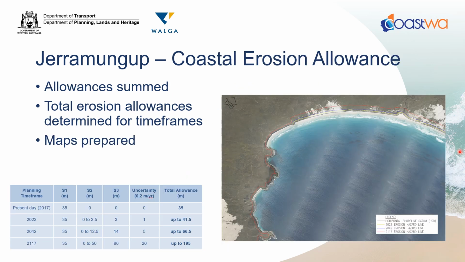We summed these S1 and S2 along with our standard S3 allowances for sea level rise and uncertainty, and we got a range of allowances over various timeframes. We prepared the maps on this basis, so you can see an extract from one of the maps on the right hand side. We've got a section of sandy beach on the western end, and coastal erosion hazard lines in behind that. Behind the rocky section of shoreline, we had smaller allowances for those rock coasts.